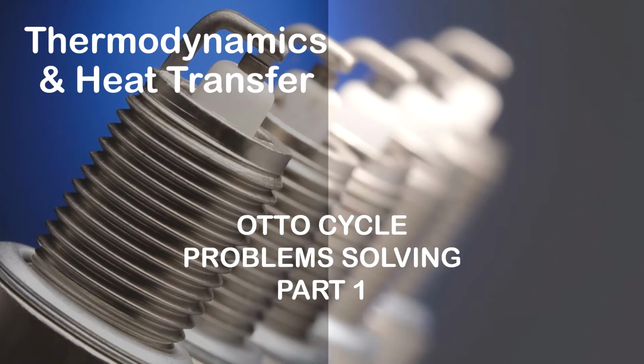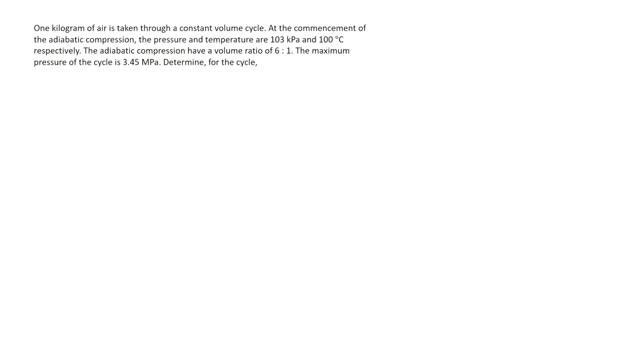Hello. This part will be dealing with problem solving for the Otto cycle. First thing, let us take a look at the question. 1 kilogram of air is taken through a constant volume cycle.